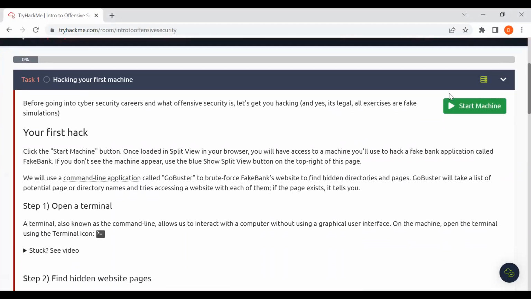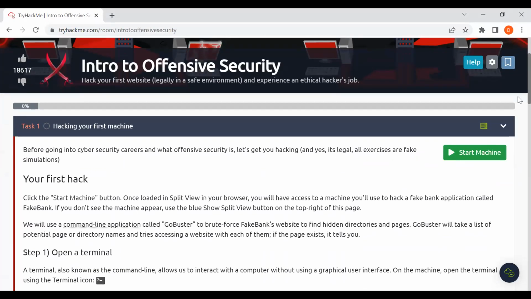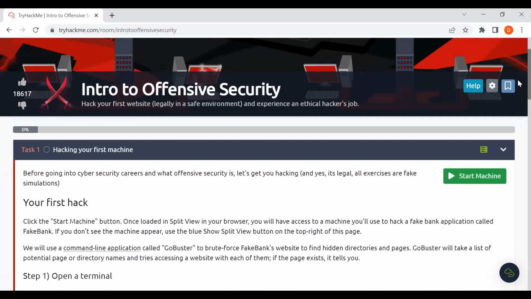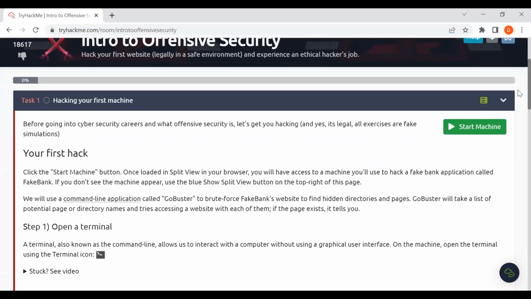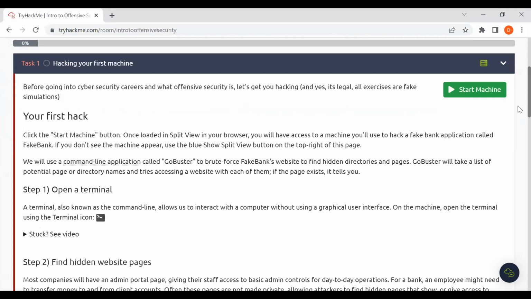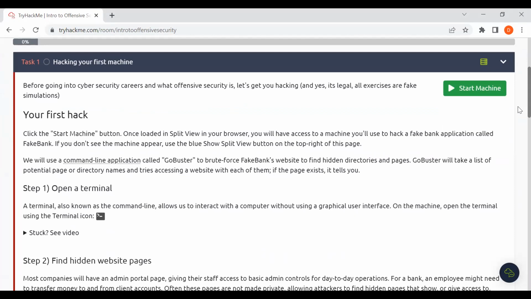So it says hacking your first machine. That is the task they have here: Hacking your first machine, intro to offensive security. And task number 1 is hacking your first machine. So let's just do this together. Before going into cybersecurity careers and what offensive security is, let's get you hacking. And yes, it is legal. All exercises are fake simulation.